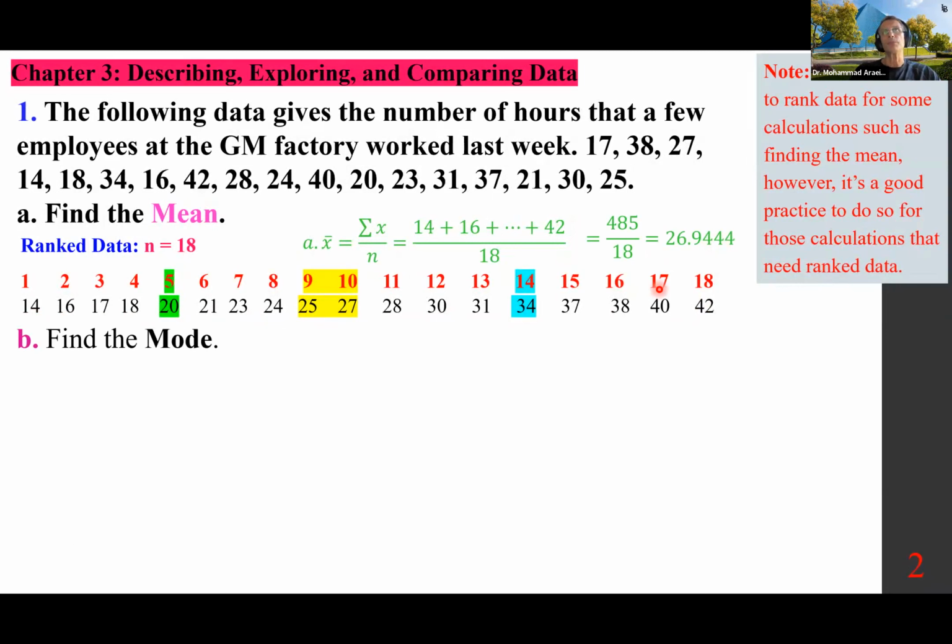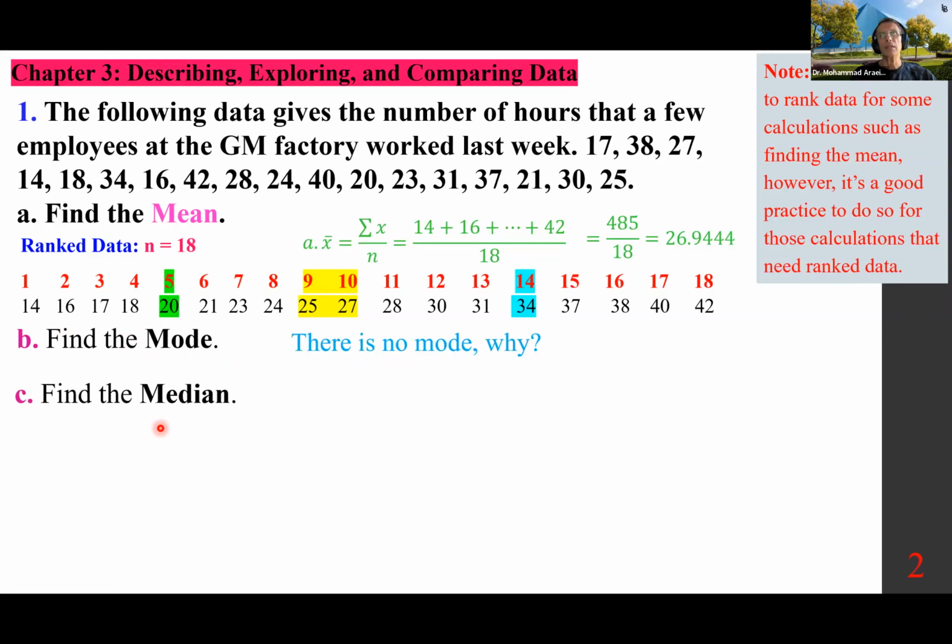What about the mode? That's why I did the ranking. There is no mode. Why is that? Because nothing repeats. Mode is the one with the highest frequency of occurrence. Nothing repeats.